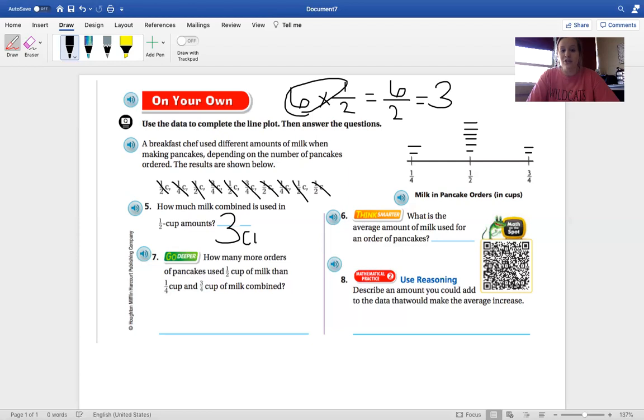Because remember, we're measuring in cups. So he wound up using 3 cups of milk. He just used them in 1/2 cup increments.